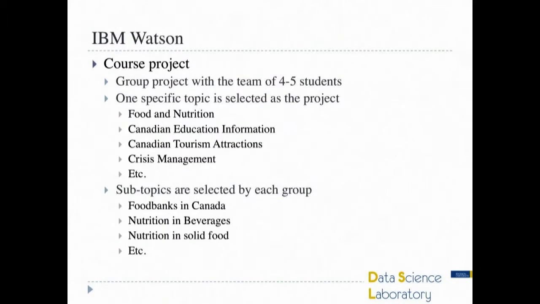The course project is a team project of 4 to 5 students in each team. Over the years they have been covering different topics. Some examples are food and nutrition, Canadian education, tourism attractions, crisis management, etc. Under each topic, students choose some specific topics such as food banks in Canada, nutrition in beverages, solid food, etc. Each group at the end prepares a document based on some instructions.